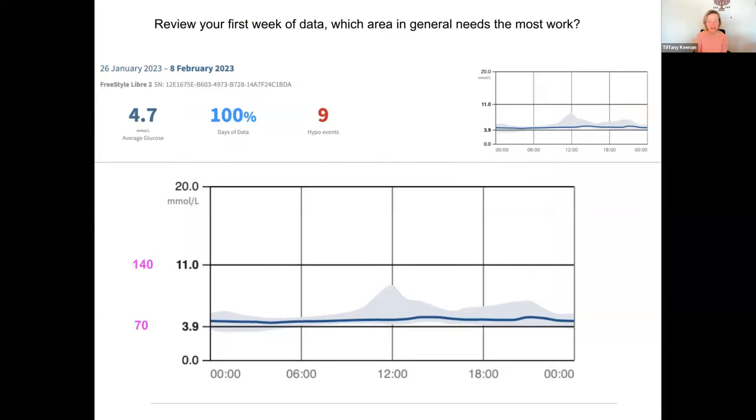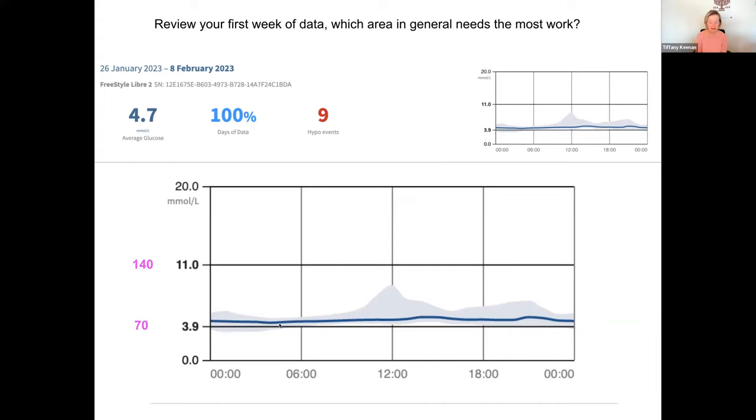So what I'm going to get you to do once we turn the screens off is to review your first week of data. Most of you know by now that when you go into your screen, the first screen is going to be the date that you're at. This was my date back in February. It's going to give you your average sugar and this little graph. So the first thing I'm going to have you do tonight is go into this graph and dissect it down.